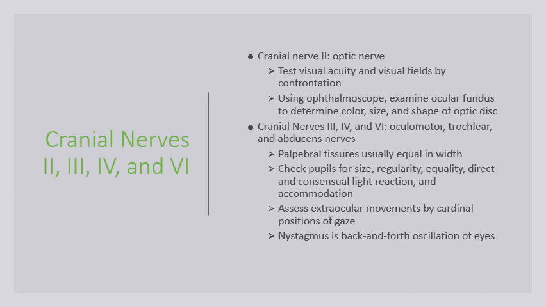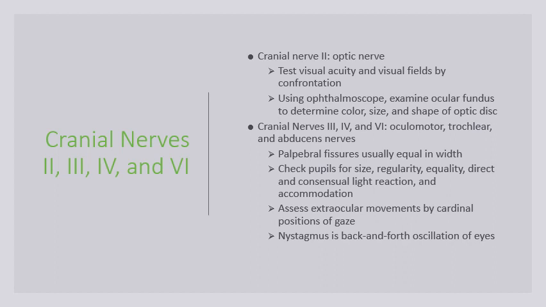Cranial nerve 2 is the optic nerve, which tests visual acuity and visual fields by confrontation. Using the ophthalmoscope, you can also examine the ocular fundus. And this is where you just test the visual acuity, like how many fingers am I holding up, or you can actually do a visual acuity exam.